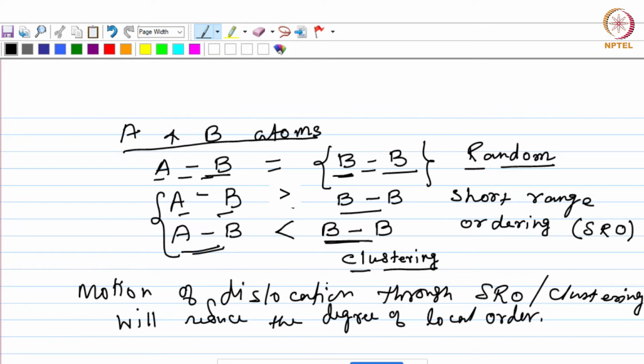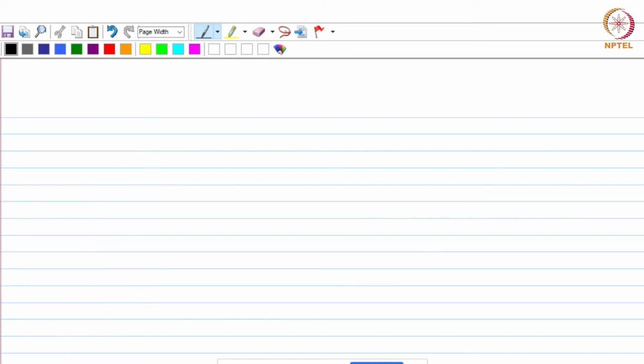Okay, now this ordering that you have might also prevail over long range through the lattice. So in that case, it will be known as long range order. And dislocations can interact with the solute atoms through long range order interaction as well.